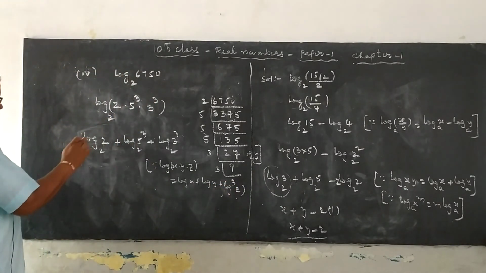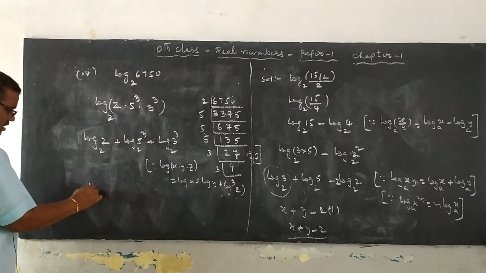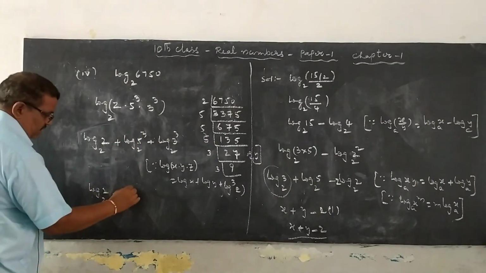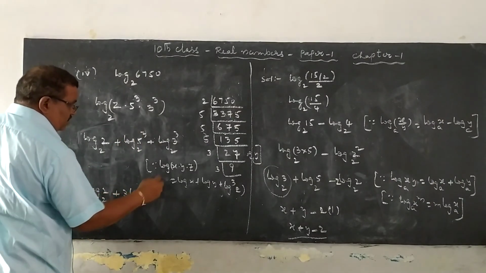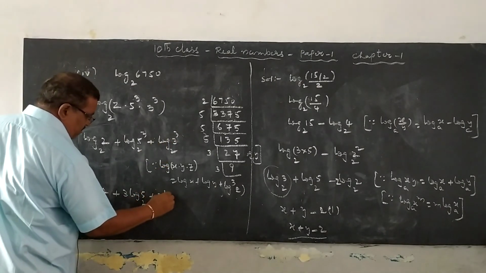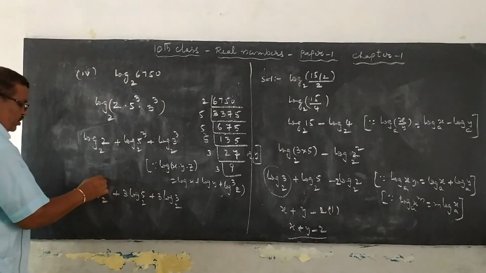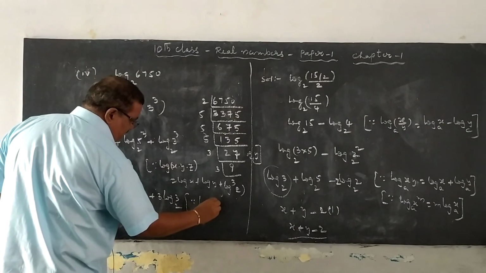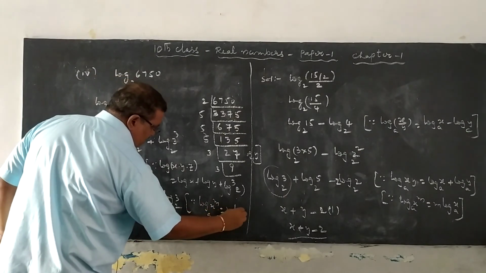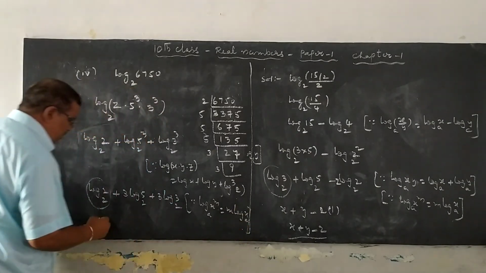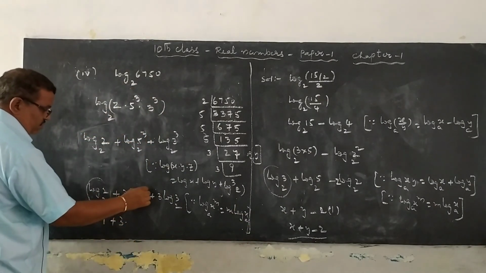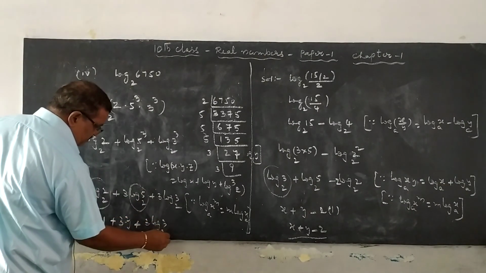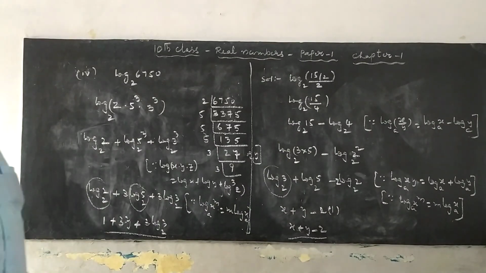So log 2 base 2 is 1, as usual. Log 5 cube is 3 log 5, that is 3 log 5 base 2. This is also 3 log 3 base 2. You know that this value is x. Here the supporting formula is log x power m base a equals m log x base a. So 1 plus 3 into this value, which is y, plus 3 log 3 base 2. This is the expansion of that problem.